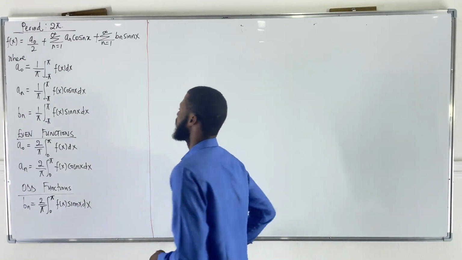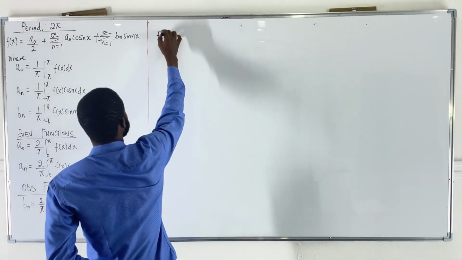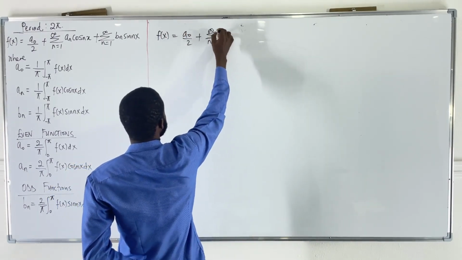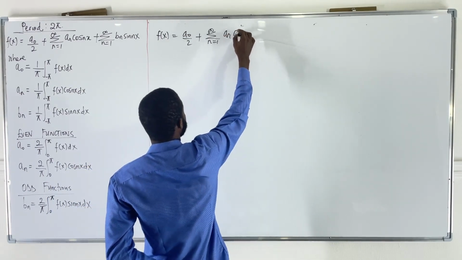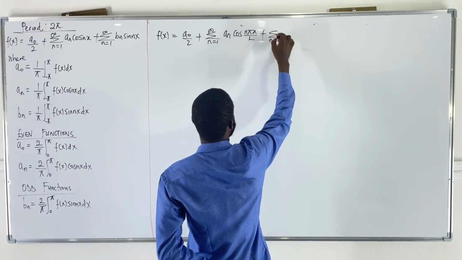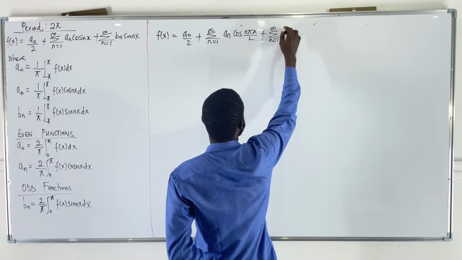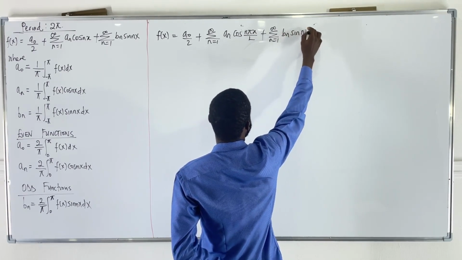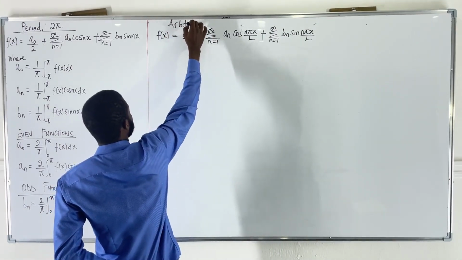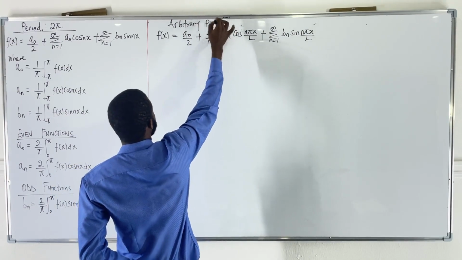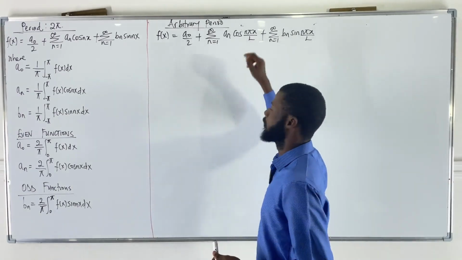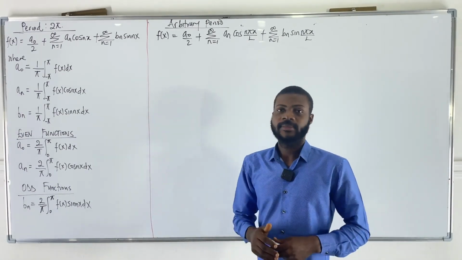So here's the one I'm talking about. f of x is equal to a naught over 2 plus the sum from n equals 1 to infinity of a sub n cos n pi x over L, plus the sum from n equals 1 to infinity of b sub n sine n pi x over L. So this is for an arbitrary period, so the period is not 2 pi. I prefer using this one that has x over L. I prefer it to any other one.